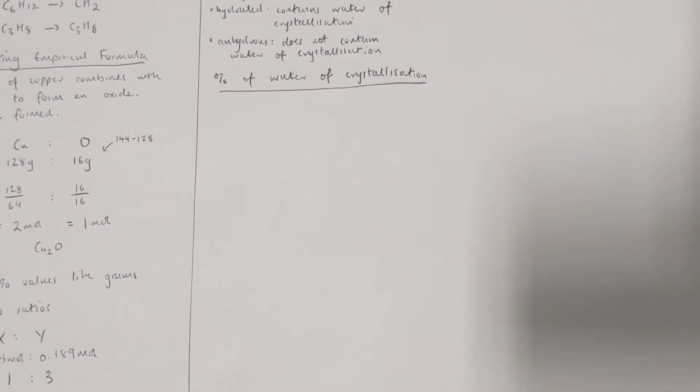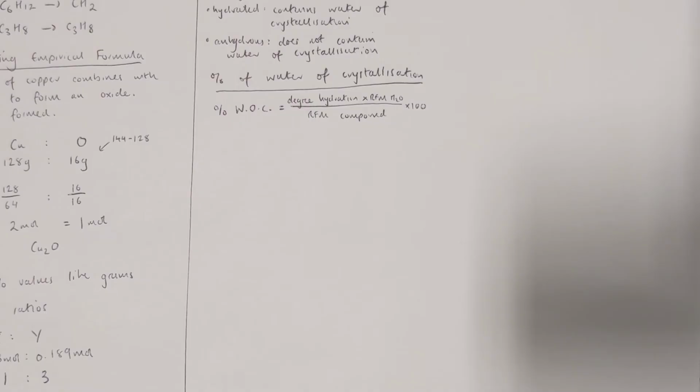There are 2 calculations you need to be able to do about water of crystallization. The first one's reasonably straightforward. It's to calculate the percentage of the water of crystallization. There's an equation you use for this one. The percentage of the water of crystallization equals the degree of hydration times by the RFM of water divided by the RFM of the compound times by 100. This equation maybe makes it look quite difficult. It's actually reasonably okay as a calculation. Let's look at an example.